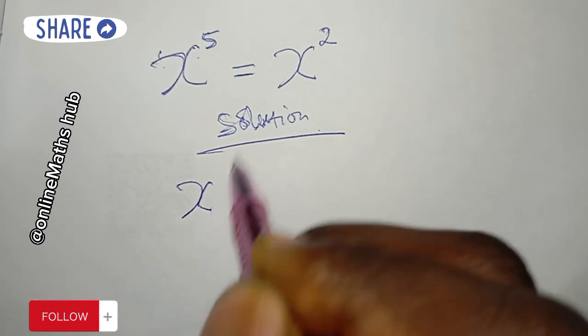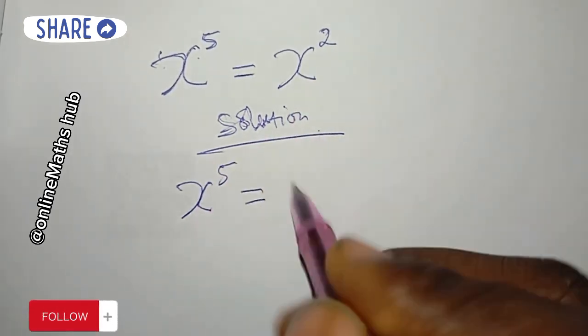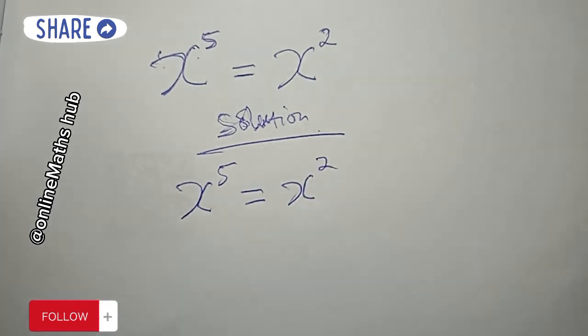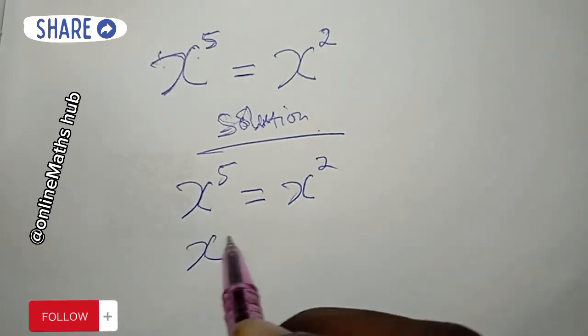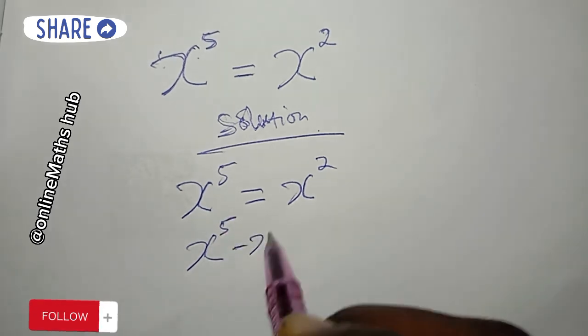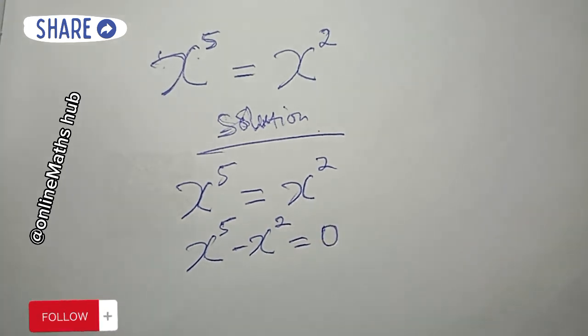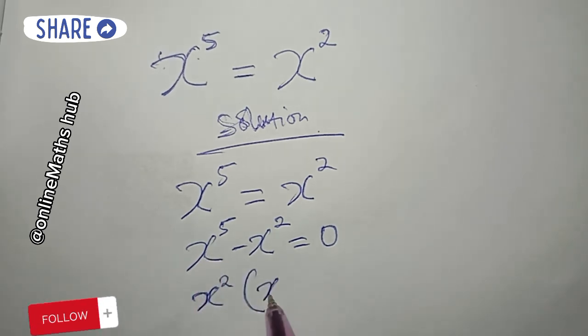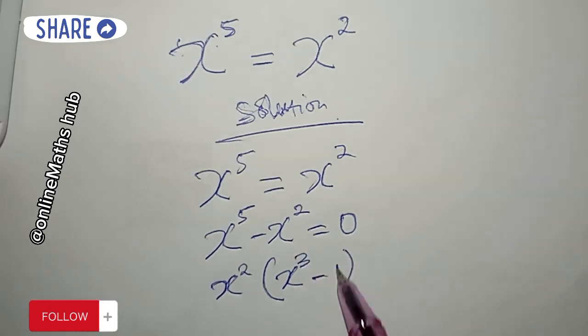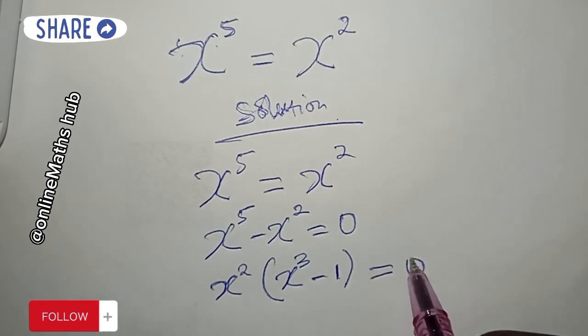So the question is x power 5 is equal to x power 2. Okay, so what I'm going to do first is to bring x power 2 to the left hand side, and if I do that, I have x power 5 minus x power 2, and of course the right hand side becomes equal to 0. Okay, so next you can see that x power 2 is common, so I'm going to pull it out, x power 2. If I pull it out here, x power 3 will be left, because if I factorize x power 2 here, 1 will be left, and is also equal to 0.